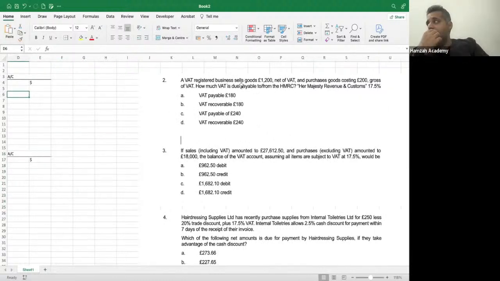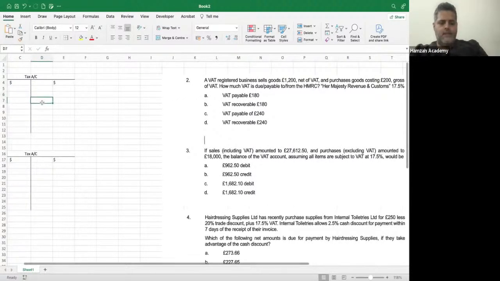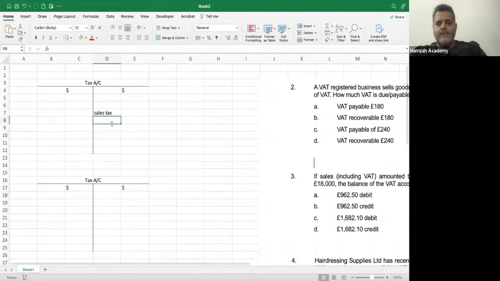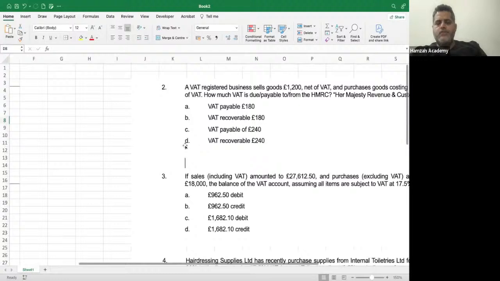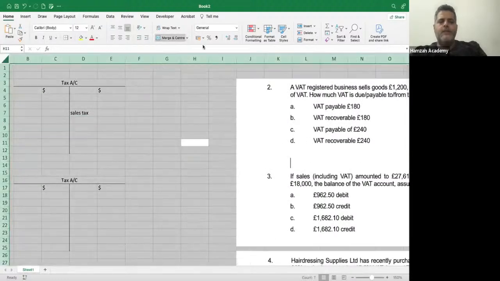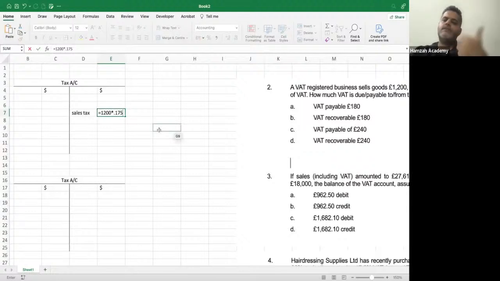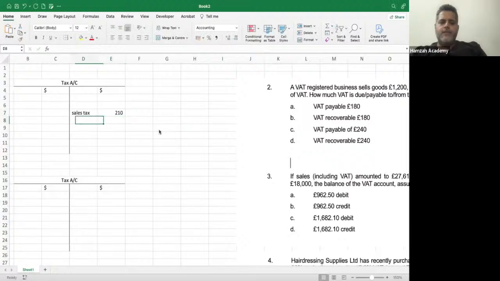Now, a VAT registered business sells goods. Sells, right? So that is basically the sales tax over here. If it's selling the goods, then that is going to be the sales tax. And the amount is 1200 net of tax, right? So we take 1200 into 17.5%, so we simply multiply the 17.5% to that. So that's going to be 210, right?